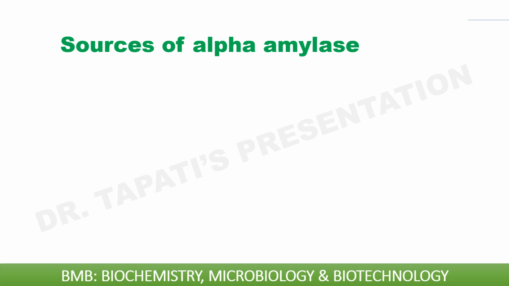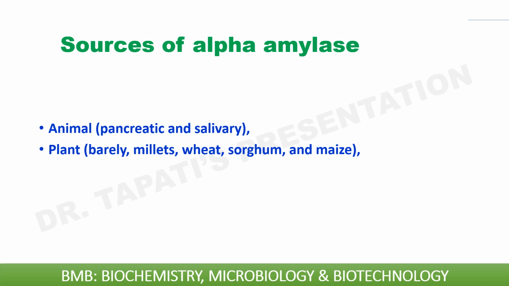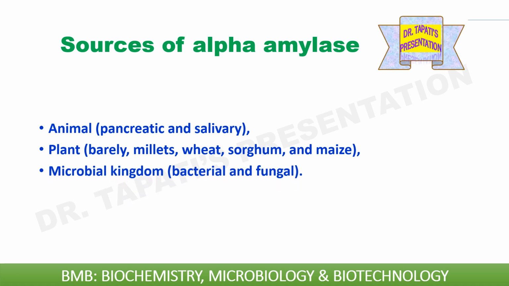Alpha-amylases are universally distributed throughout the animal kingdom, usually pancreatic and salivary. In plants, especially barley, millet, wheat, sorghum and maize, and in the microbial kingdom, we can find various bacterial and fungal sources for the alpha-amylase. Alpha-amylases are either extracellular or intracellular.